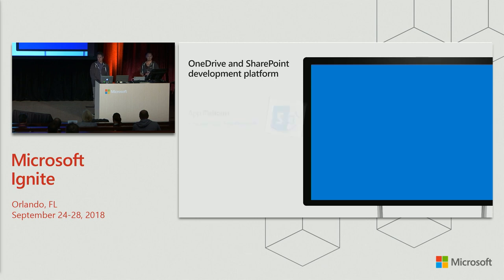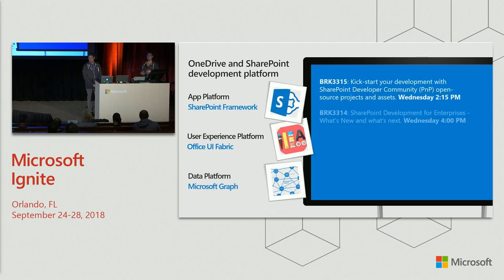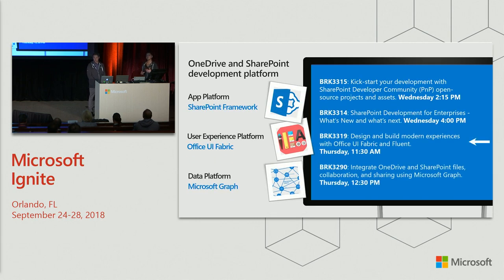Before we get into the content, if you've been to any of the other OneDrive and SharePoint development platform sessions, you might have seen this slide. A quick refresher about how Fabric fits into the ecosystem. Fabric is what we call the UX platform within the OneDrive and SharePoint platform, focused all about the UI, interactions, things like that. There's a couple of other talks up here. Most of them have already happened, but you can check out the recordings. They cover the app platform through the SharePoint Framework and the data platform through the Microsoft Graph.